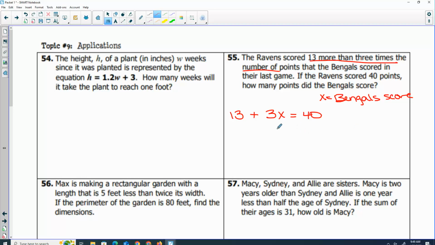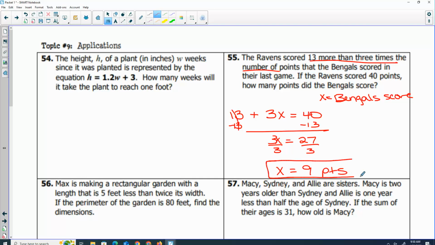So if we're going to solve this, we would subtract over the 13. Divide by 3. And we get 9 points. So the Bengals scored 9 points.